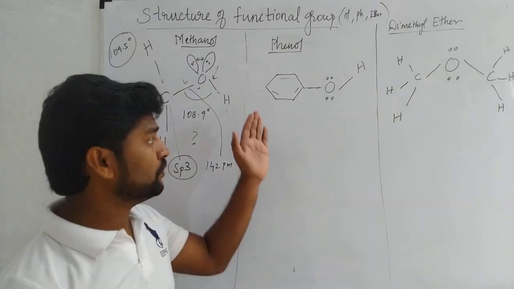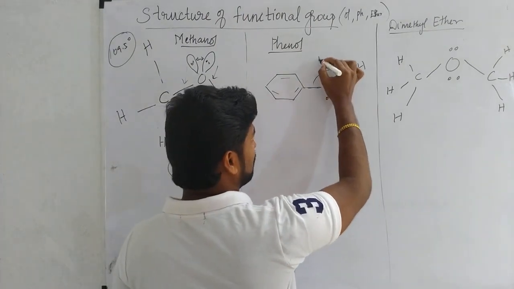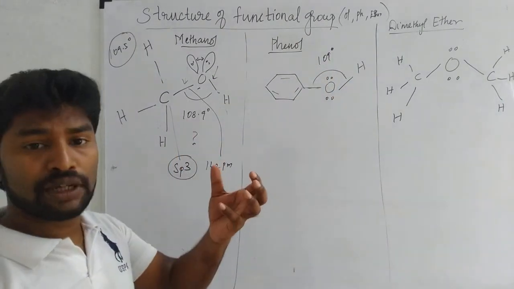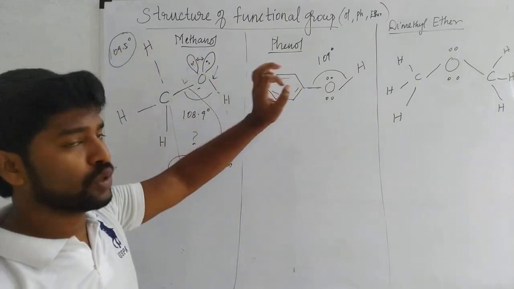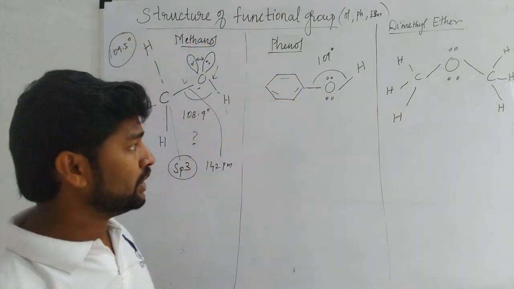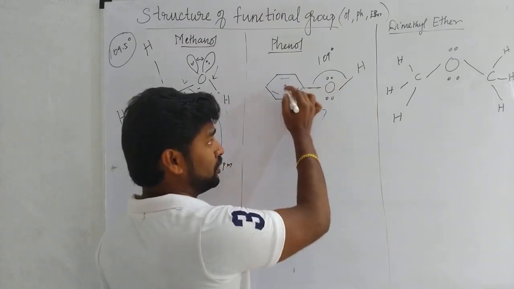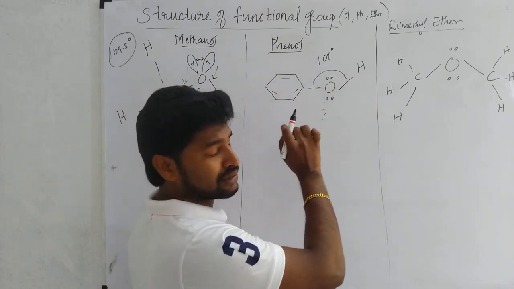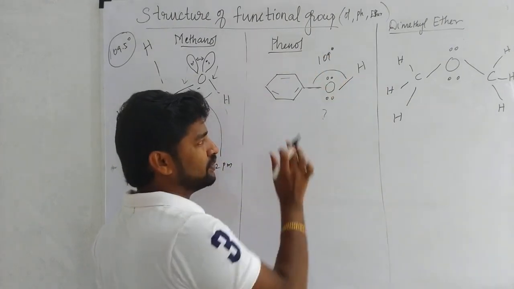Now let's discuss the phenol structure. Phenol. If you look at these bond angles, 109 degrees. So there is only a little variation between the actual and the phenol. Actual is 109.5 degrees. Why is the variation only a little? Because of this bulky group present, the repulsion does not affect these bond pair angles much. So that is the reason the variation is only a little.